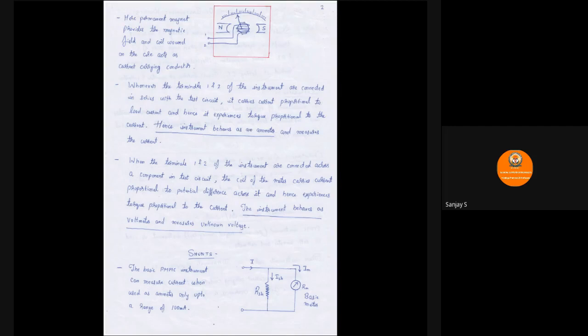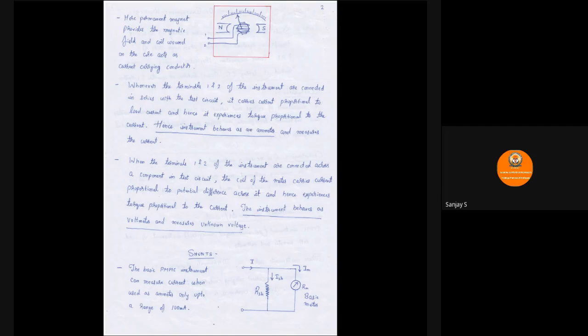Now, next we'll talk about shunts and multipliers. In order to extend the range of this basic PMMC instrument, we'll be using shunts and multipliers, because the range of current or voltage this basic PMMC instrument can measure is very small. So to extend the range, we go for shunts and multipliers. First we'll talk about shunts.